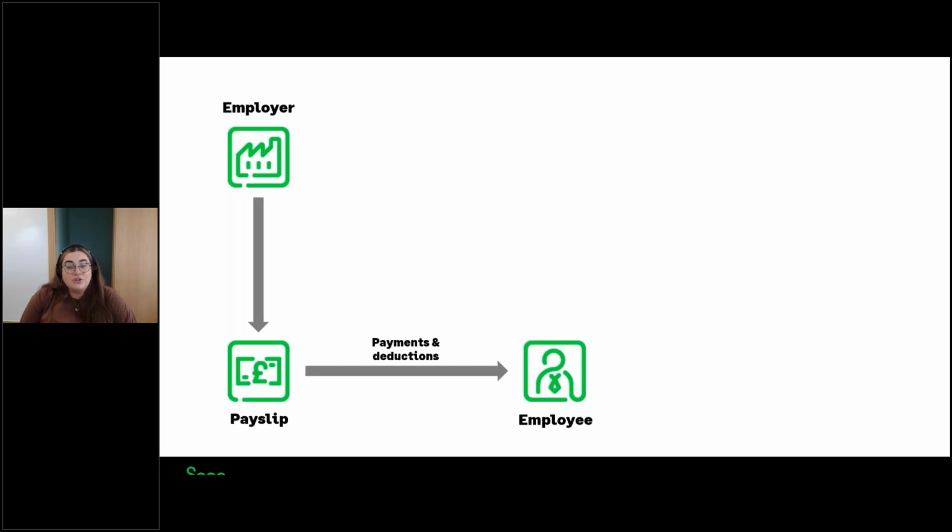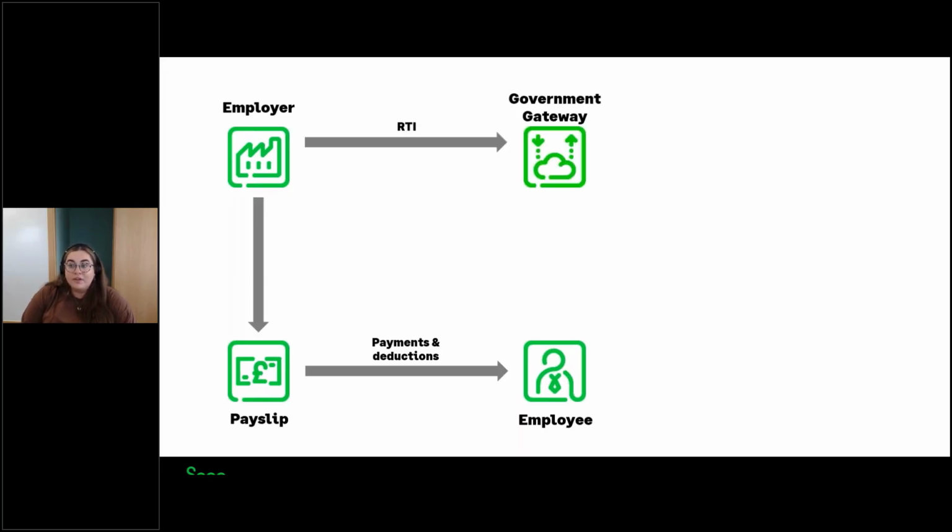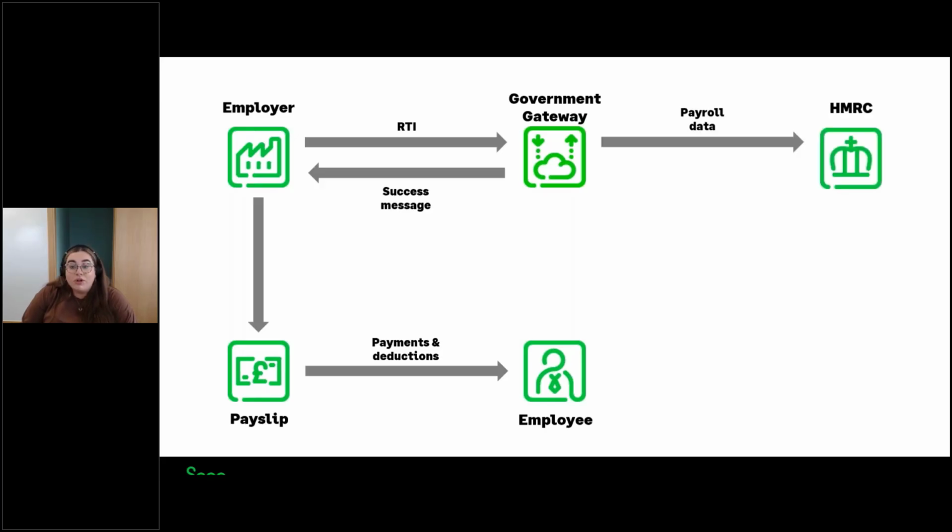The payroll will be processed, of course, and during this process, the pay slips are produced for the employees, followed by the payments and deductions going to the employee, so they get paid. And that's of course made up of a variety of payments and deductions. If we just go back up to the employer now as well, they'll then send that RTI, so the FPS or the EPS, which goes through your government gateway account. You'll get a success message with confirmation of the submission, which then sends that payroll information across to HMRC.